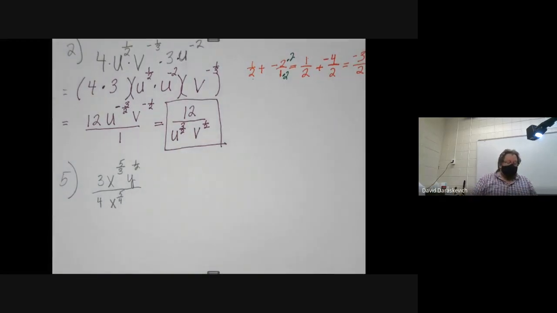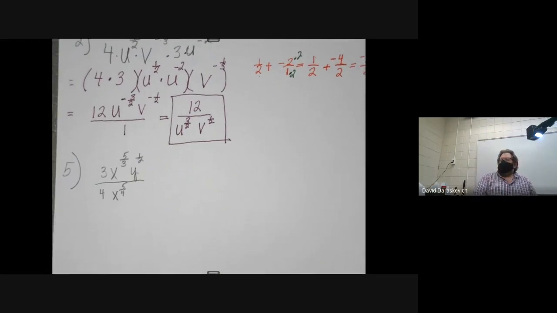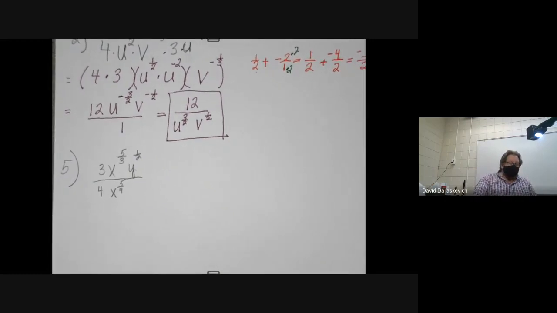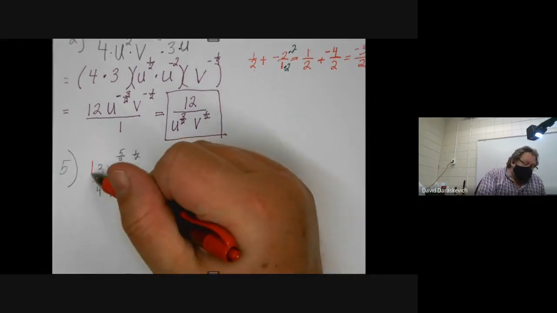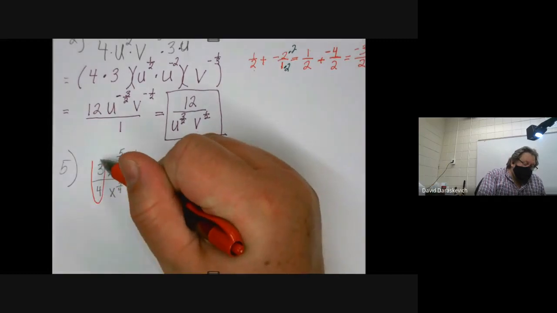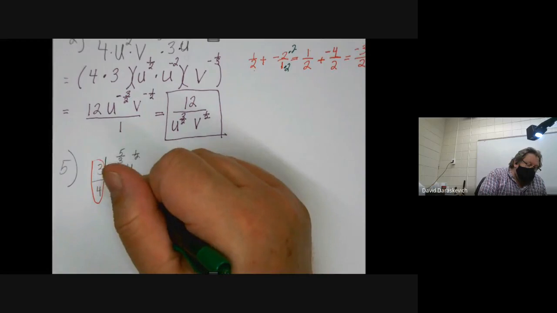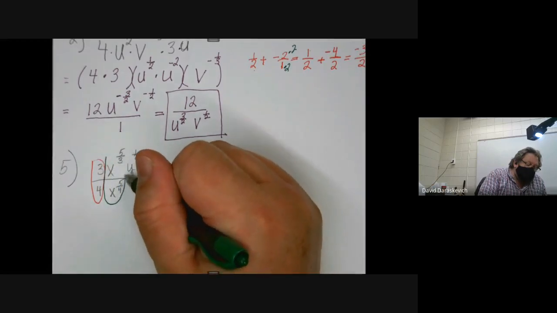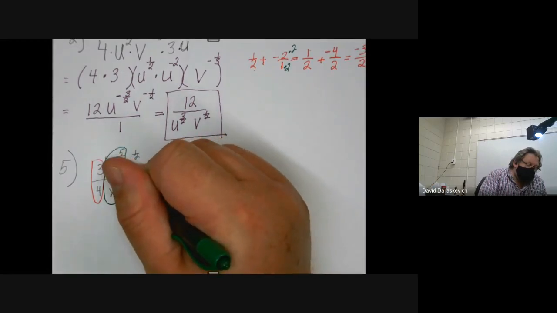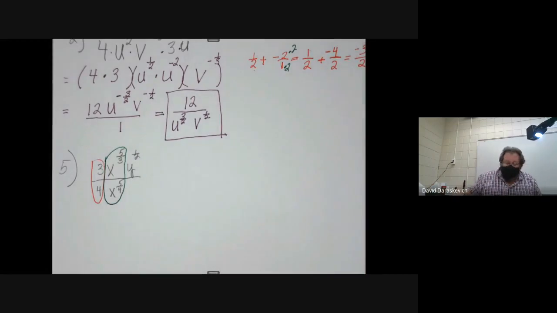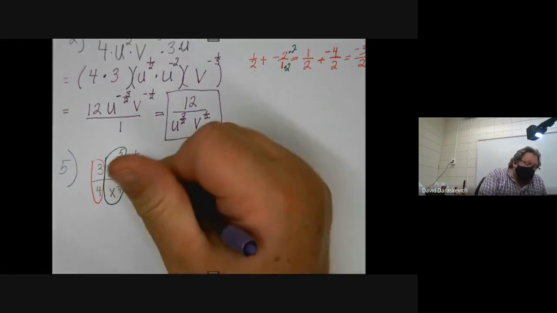Okay, so now I have a fraction. I'm still going to group these. I'm still going to think of these as 3 separate fractions. I'm going to think of this as 3/4 times my x fraction, x to the 5/3 over x to the 5/4, and then my y to the 1/2 over 1.